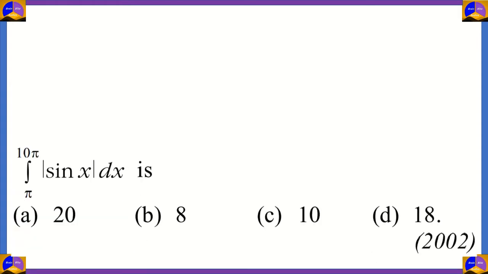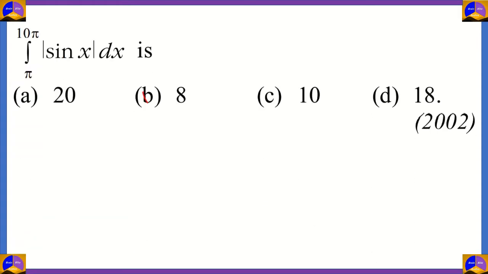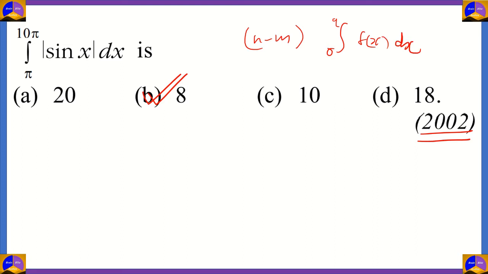If you look at our options, you can see that option B is the correct option for this question asked in 2002. Over here, it's a simple property that we use, the property that states that if you have a periodic function and the limits correspond to some value involving periods, then it will be n minus m times the integral from 0 to the first period of f of x dx. So this is what we used to solve the question right here.